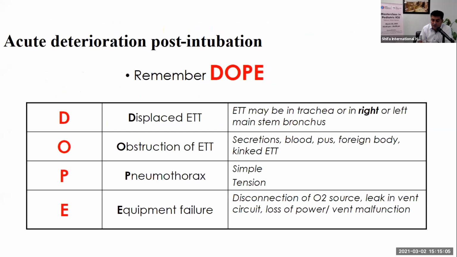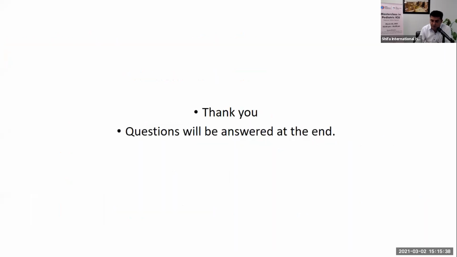If there is acute deterioration, we all know the DOPE technique. DOPE: D is for displacement, O is for obstruction, P is for pneumothorax, and E is for equipment failure. So for a patient who is already intubated, if there is sudden deterioration in the condition or sudden desaturation, always go back, disconnect the patient from the ventilator, do the ambu bagging, and make sure that there is a good chest rise. Look for any secretions. If there is ET obstruction, do the suction. And if there is displacement, go ahead and change the endotracheal tube.